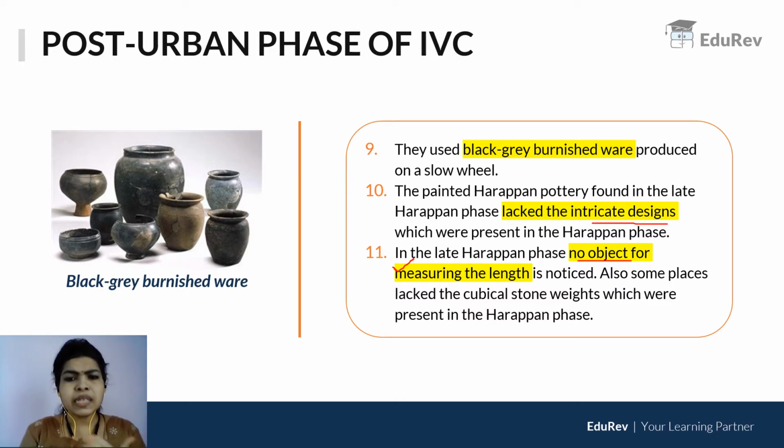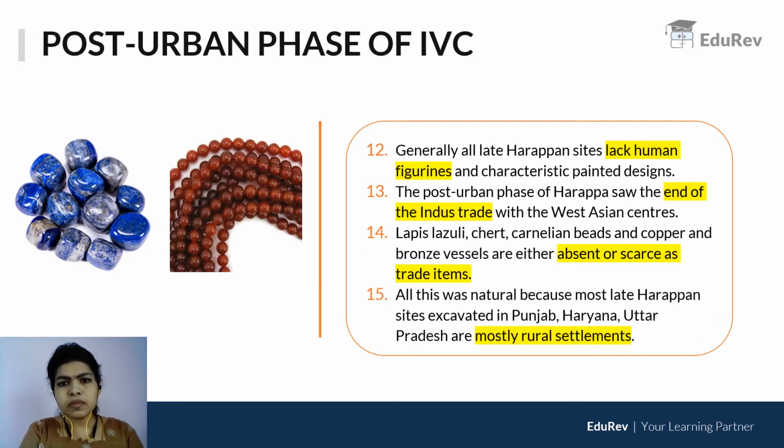Also, some places lacked the cubical stone weights which were present in the mature Harappan phase. So generally, all late Harappan sites lack human figurines and characteristic painted designs. So even in painting, even in sculpture making, even in bronze casting, there was a definitive pullback.